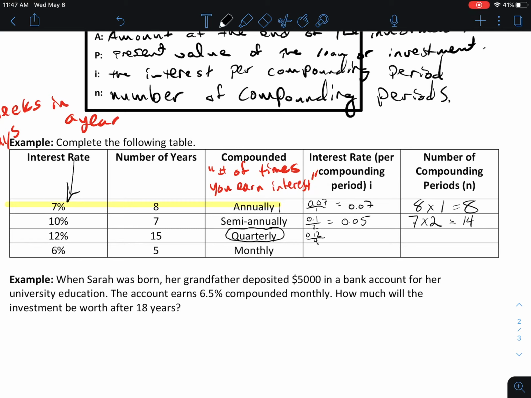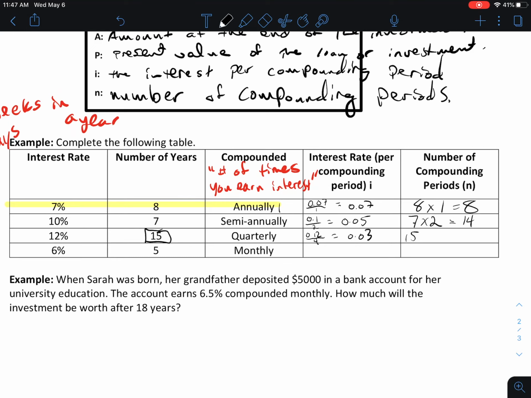So you've got to break up the 12% because it's the interest rate for the entire year. Break up the 12% into how many times it's going to happen in the year. Well, this one's 4. And so your interest rate is going to be 0.03. So that's your I value.